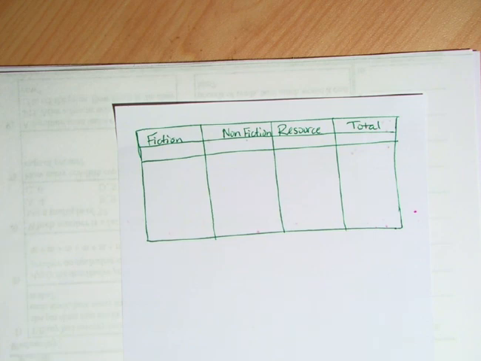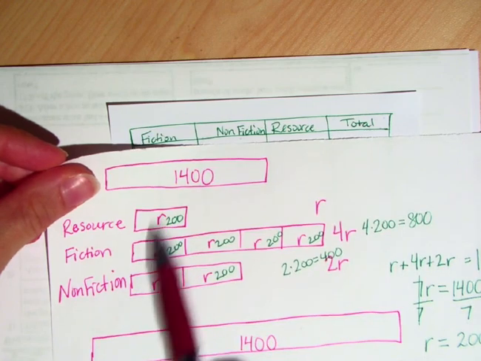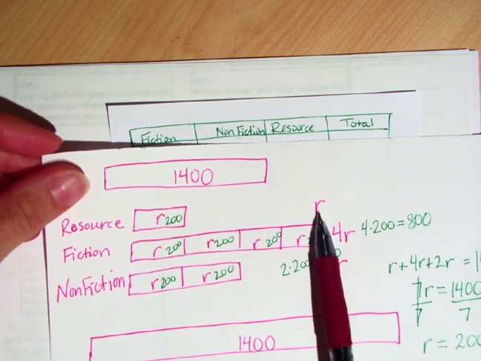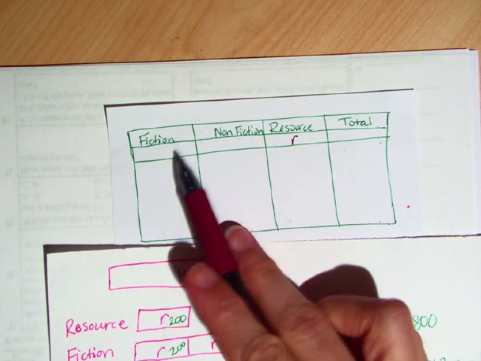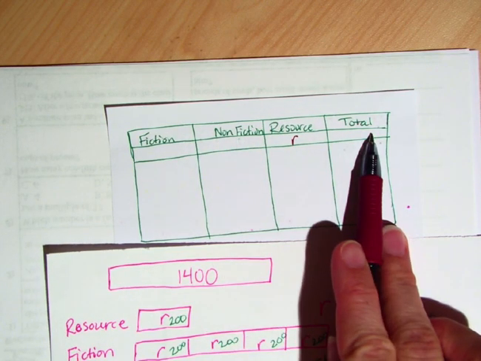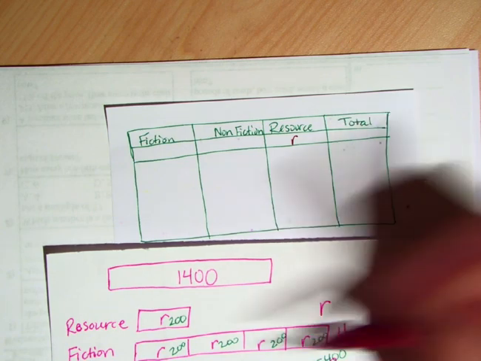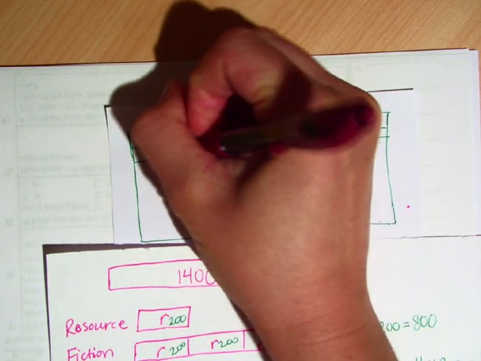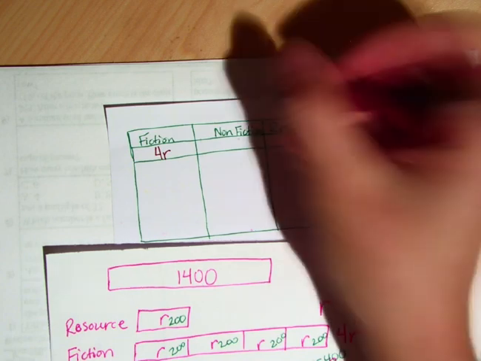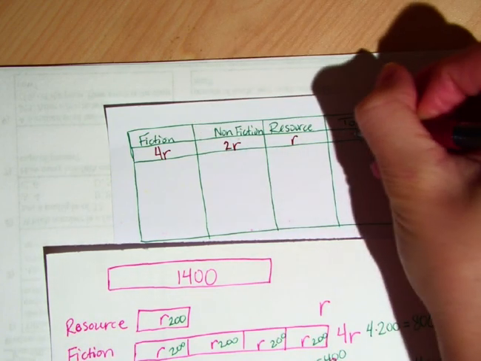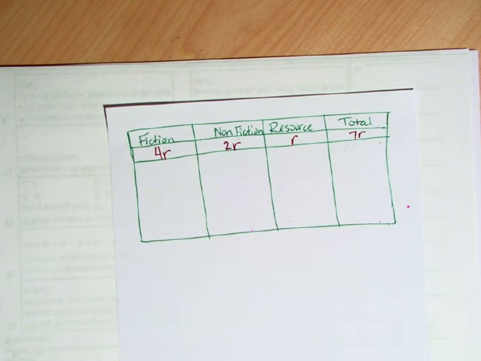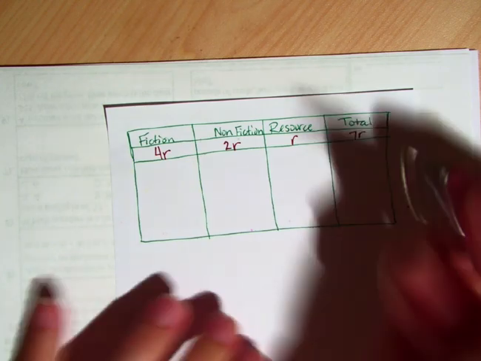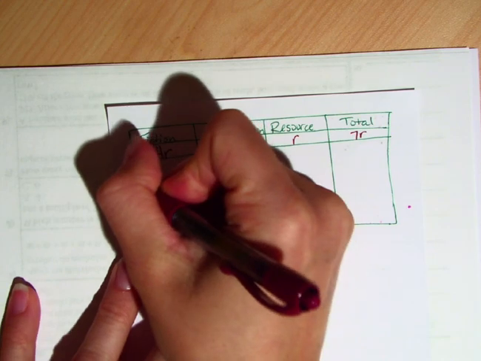Okay, we're going to go ahead and use what we know from our original tape diagrams. I made a table and labeled it fiction, nonfiction, resource, and then total books. We had 4R fiction and 2R nonfiction. That was a total of 7R, 7 times as many resource books for the whole thing. Then we need to just give a value to R.